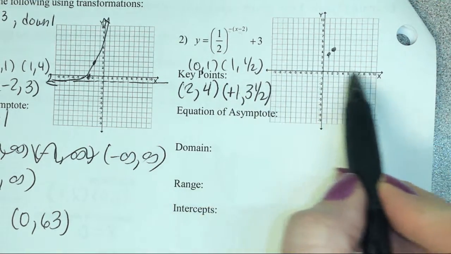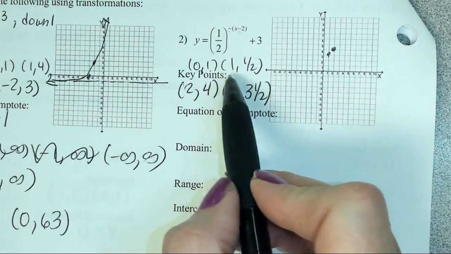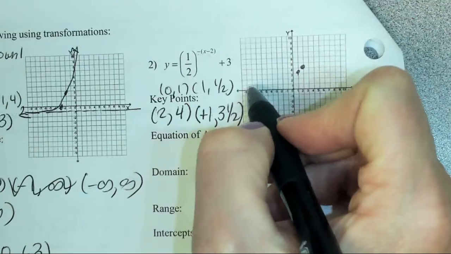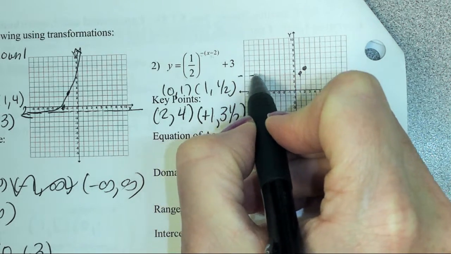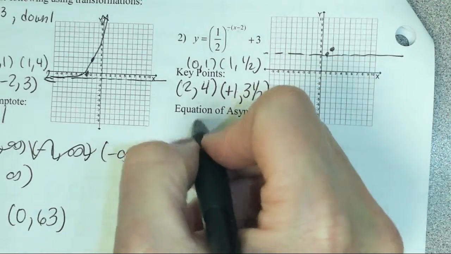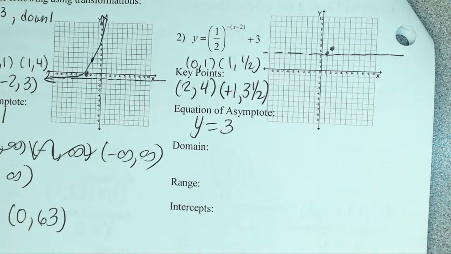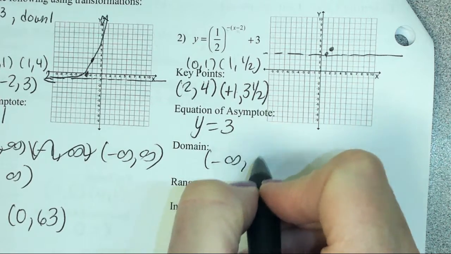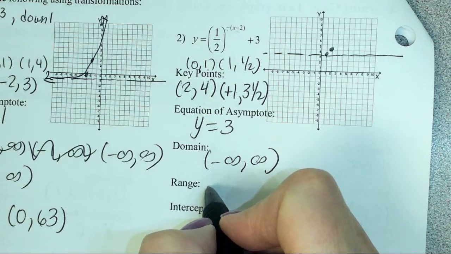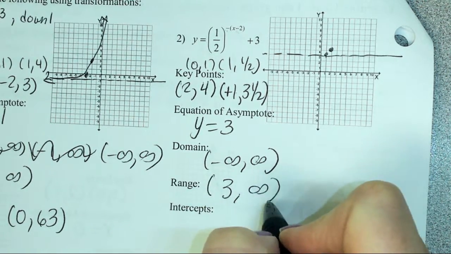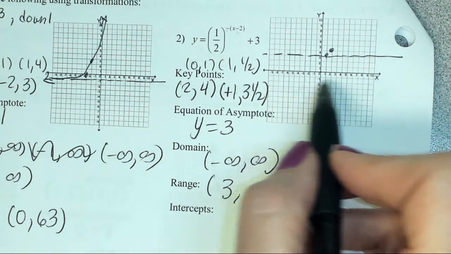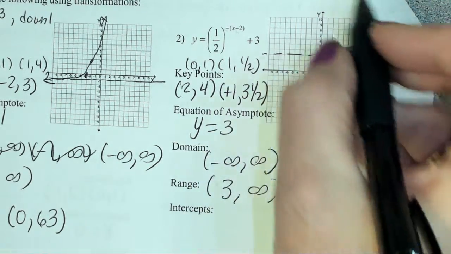My asymptote is normally y equals 0, but it got shifted to the right 2. That doesn't change it, but if I shift it up 3, it is going to change it. So now it's here. So y equals 3 is my asymptote. The domain doesn't change, still negative infinity to infinity. Our range is going to be from what? Correct. My intercepts, is it ever going to cross the x-axis? No, because that's an asymptote.